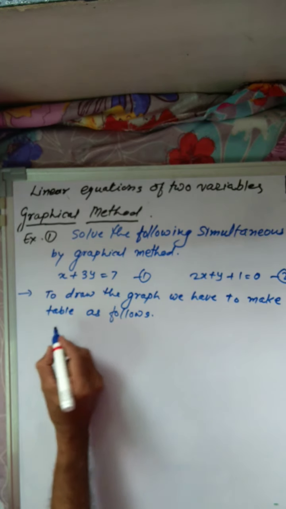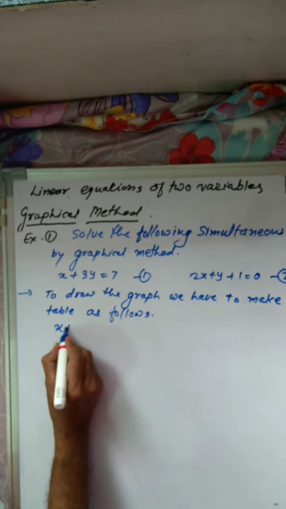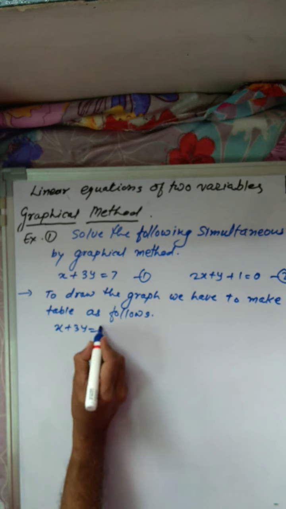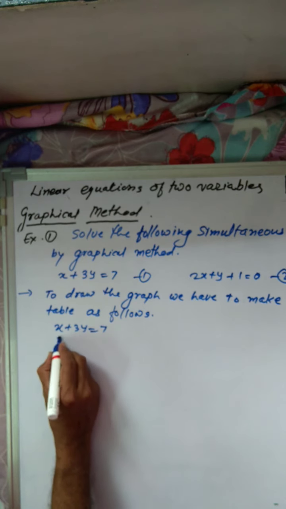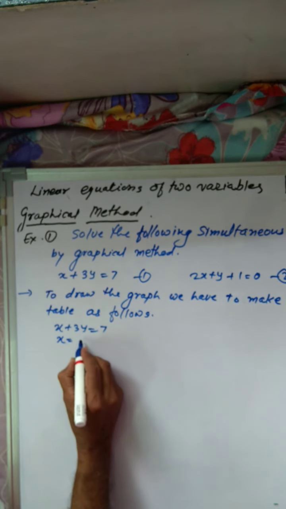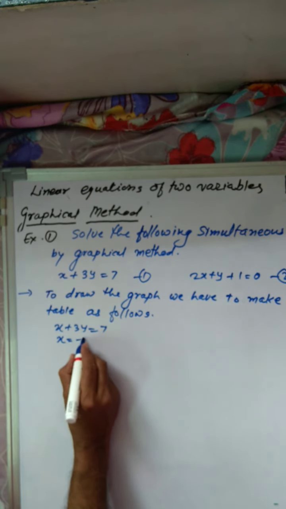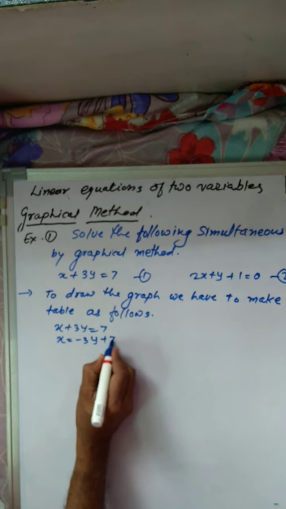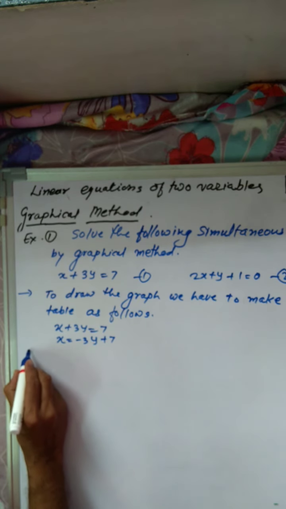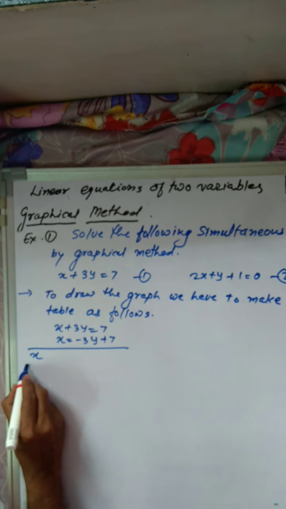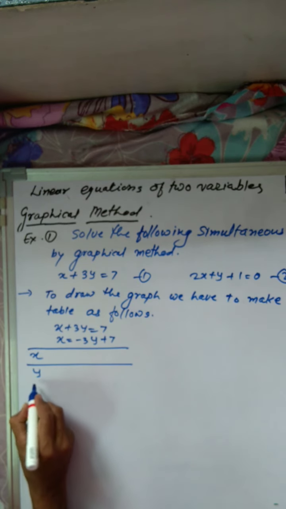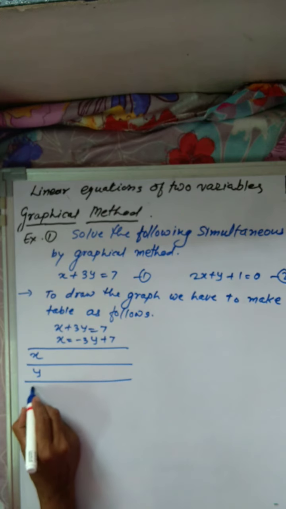Let us take the first equation, x plus 3y is equal to 7. Take 3y to the other side, hence our equation becomes x is equal to minus 3y plus 7. Now we make the table of points x, y.